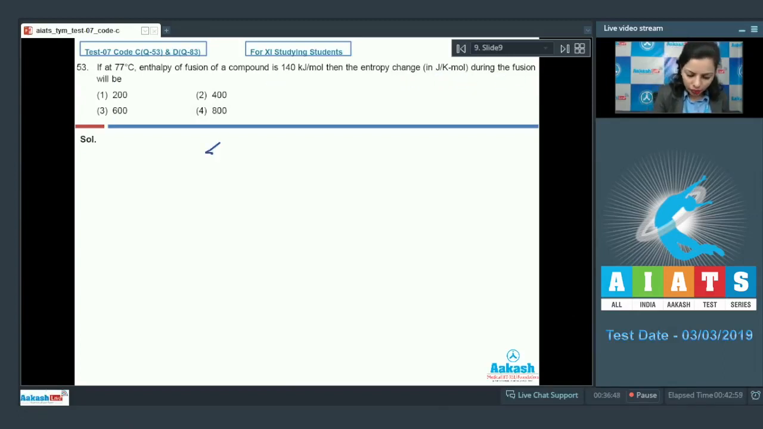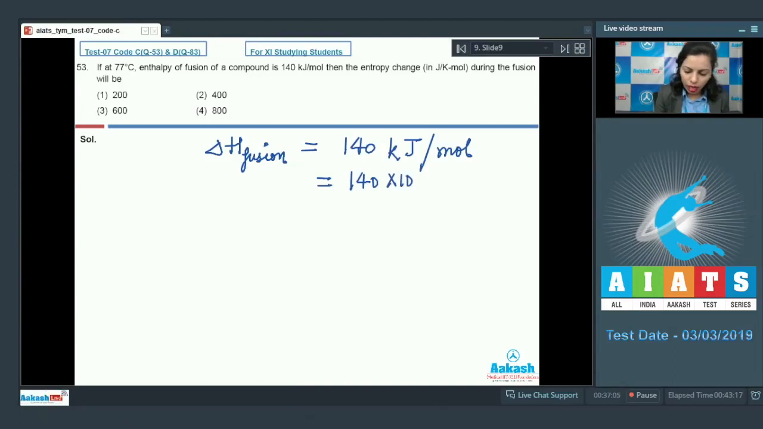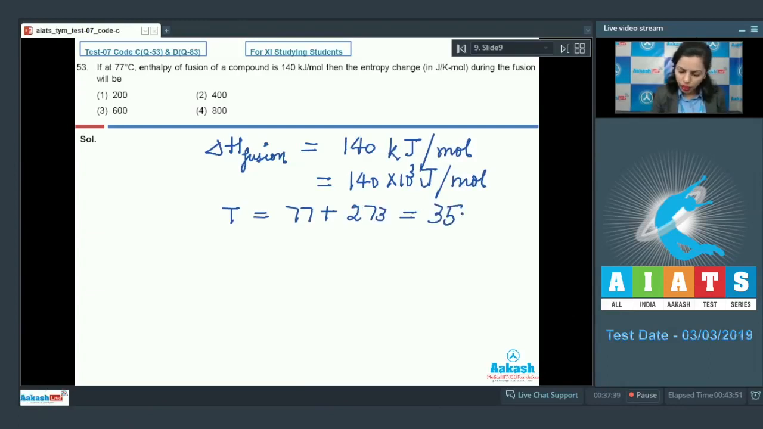In this case, we have enthalpy of fusion. That's given. What's that? That is 140 kilojoule per mole. Or it can also be written as 140 into 10 raised to the power 3 joule per mole. This is given in the question. Temperature is also given, that is 77 degrees Celsius, or it can be represented as 350 Kelvin. This would be the temperature.